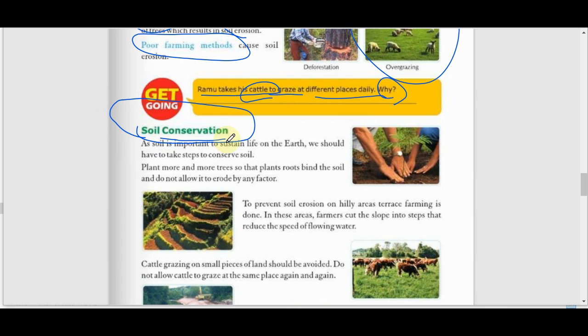Conservation means to protect, to secure. How can we protect things? We are talking about the soil. So how can we protect our soils?